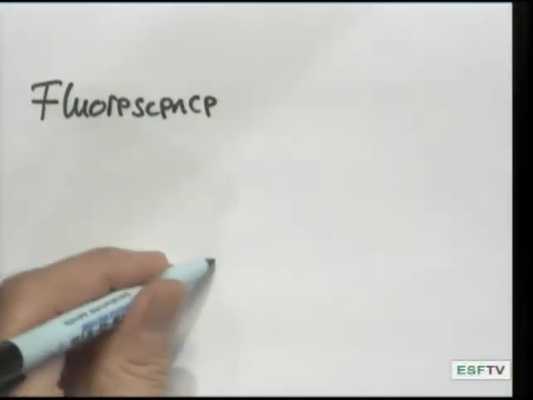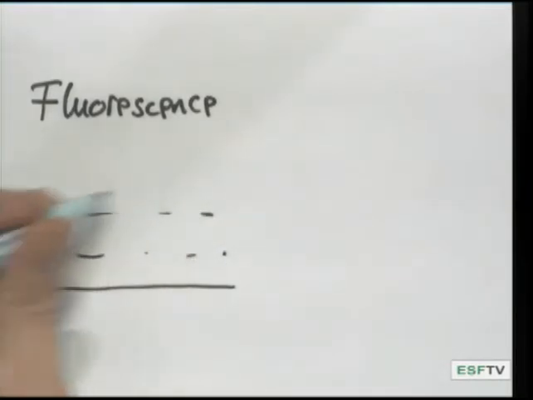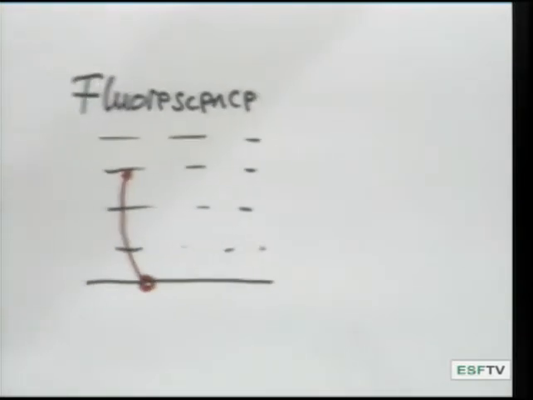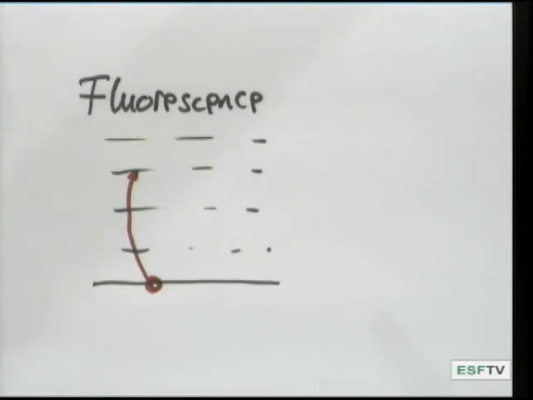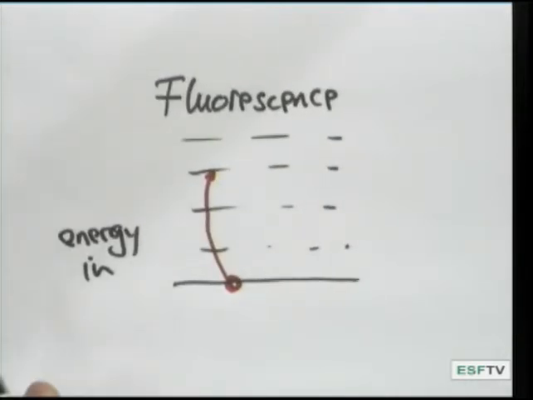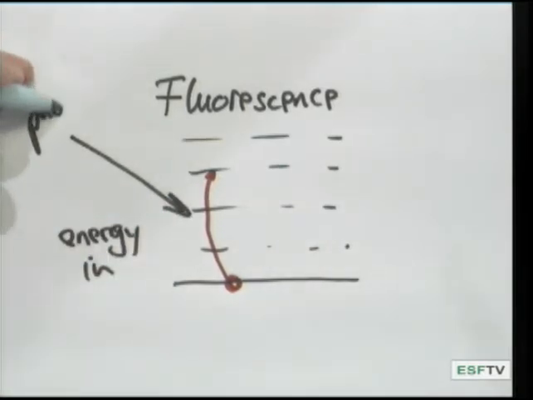One is the phenomenon of fluorescence. And in the case of fluorescence, what you have here is a ground state and a number of excitation states for that electron. And that electron can be made to jump up to another excitation state by energy in. That energy in can come in either as thermal energy, as we've just discussed, or it can come in the form of a packet of a photon.